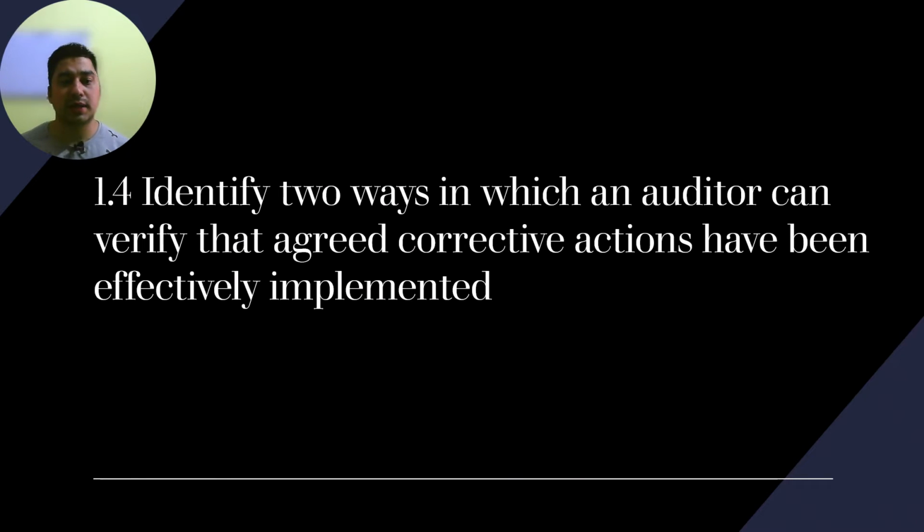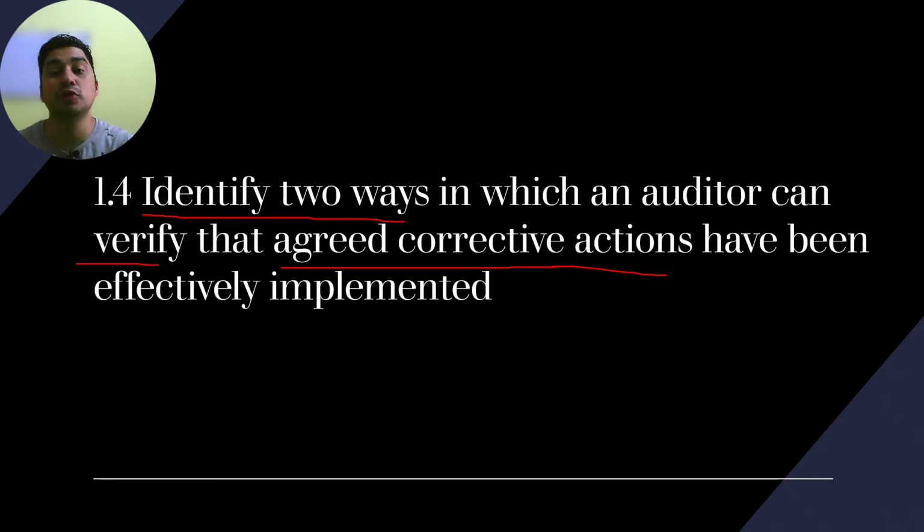Now question number 4, it's asking to identify 2 ways in which an auditor can verify that agreed corrective actions have been effectively implemented. Okay, so you have to verify that corrective actions have been effectively implemented. How will you verify that? Maybe you have done the audit previously, and the next time you go, you have to verify whether the corrective action has been implemented effectively or not. So how will you verify that?